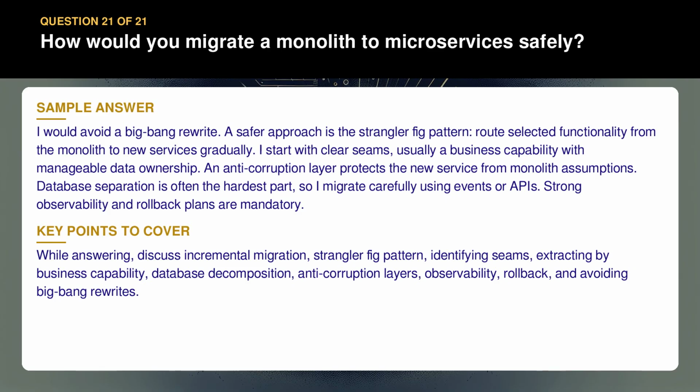While answering, discuss incremental migration, strangler fig pattern, identifying seams, extracting by business capability, database decomposition, anti-corruption layers, observability, rollback, and avoiding big bang rewrites.